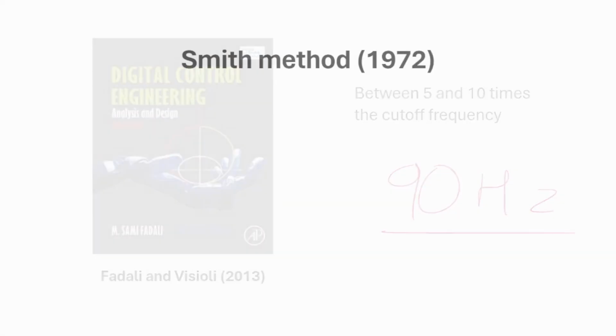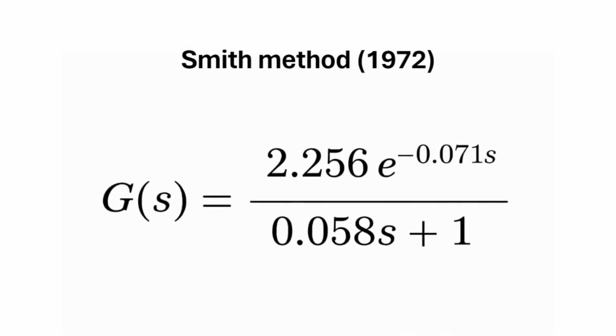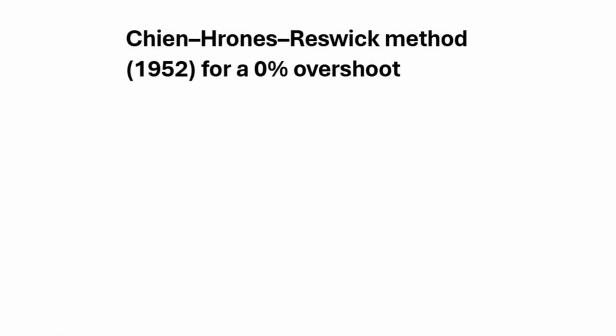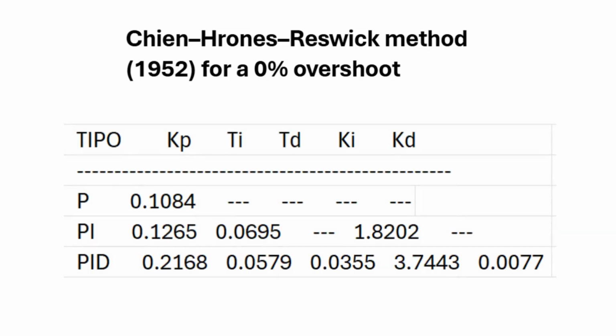For the PID design, we first used the Smith method from 1972, which allowed us to identify the following transfer function. Subsequently, we used the Chien-Hrones-Reswick method from 1952 for a 0% overshoot design and obtained the following controller parameters: KP equals 0.1265 and TI equals 0.0695.